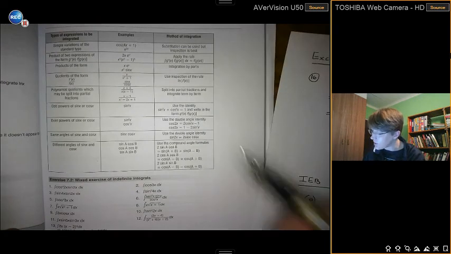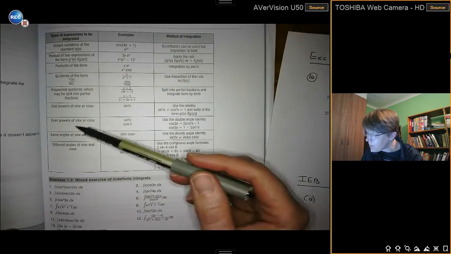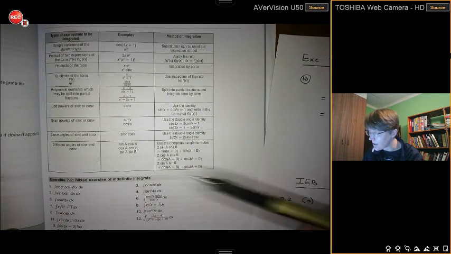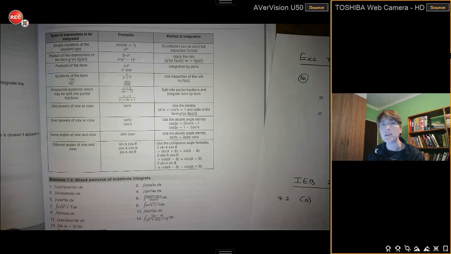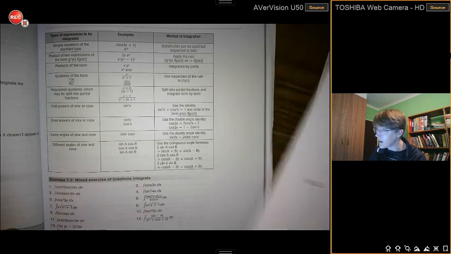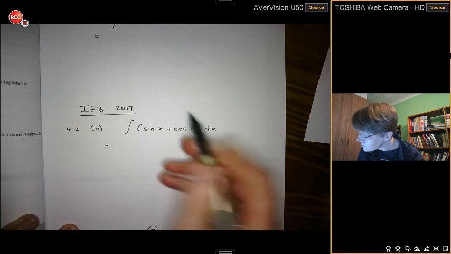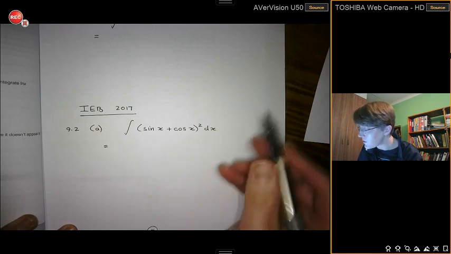Okay. What's a little bit more important are these ones. And these ones are the ones where you have the even powers of sine x or cos x. You have the same angles or you've got those different angles. So these are pretty much the ones where you have sine x, cos x. And I have done these to great extent in your trig integration. Trig integration is quite a lot. But I want to do this one specifically because this one was an IB 2017 exam. So first things first, we recognize you've got sine x plus cos x squared.